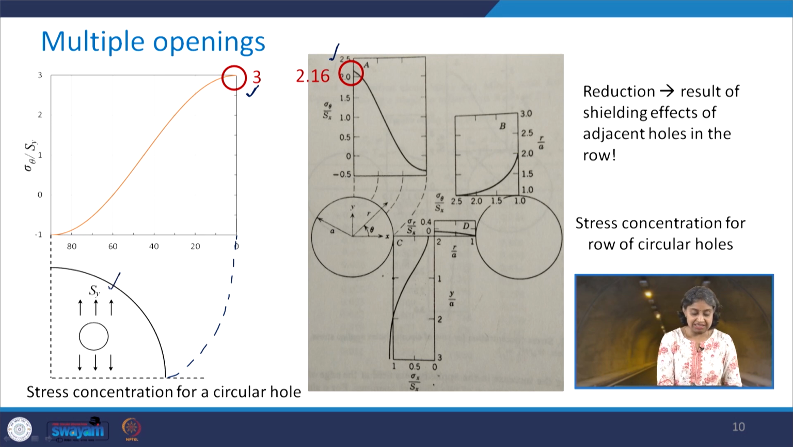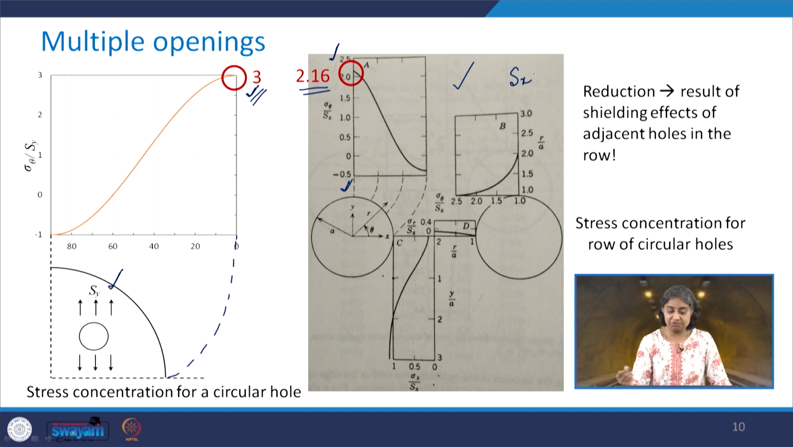Why are we considering this? Because you see that in this case it was Sy, but when you have Sx, or in the absence of Sy, that is Sy equal to 0, and only Sx is there, because it is symmetric, you are going to get a similar stress concentration factor. So in this case we are getting 2.16 at theta equal to 90 degree. Whatever was there at theta equal to 0 corresponds to theta equal to 90 in such a loading condition, because here it is Sx which is applied.